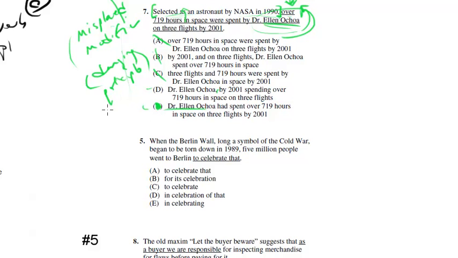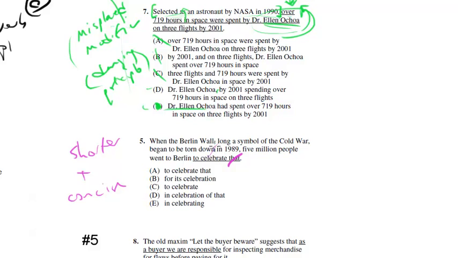Finally, 5. When the Berlin Wall, let me just pick a different color here. That looks good. When the Berlin Wall, a long symbol of the Cold War, began to be torn down in 1989, 5 million people went to celebrate that. Now, on the surface, it doesn't seem like anything is necessarily wrong, but this is an example of where kind of shorter is better. Shorter and more concise, more clean. 5 million people went to Berlin to celebrate that. Well, how about just to celebrate, right?